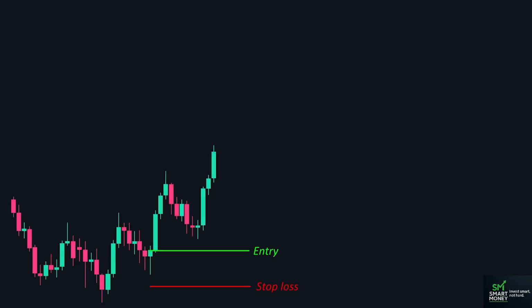Trailing profits works like this. When you enter a trade and the price moves in your favor, move your stop loss just below the new swing low. If price moves again, adjust your stop loss below the next higher low. This way, if price reverses and hits your stop loss, you won't lose money.